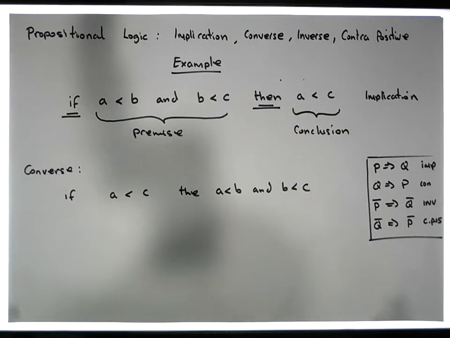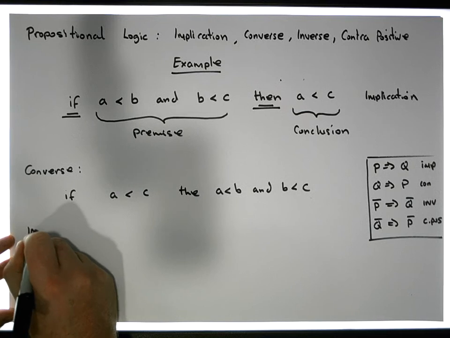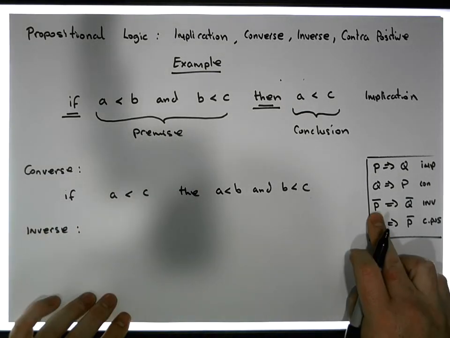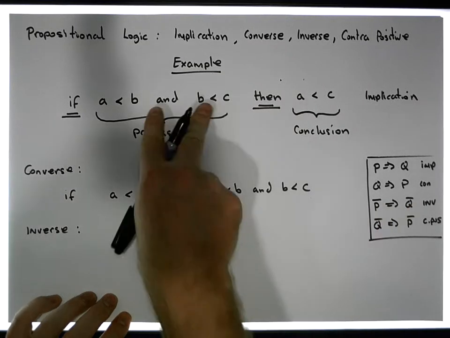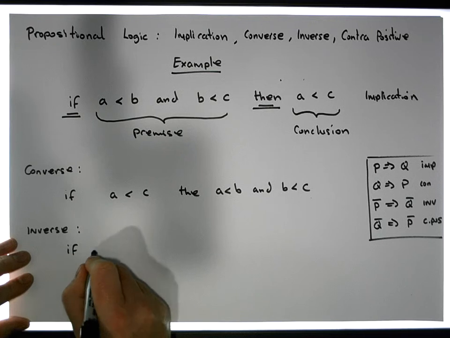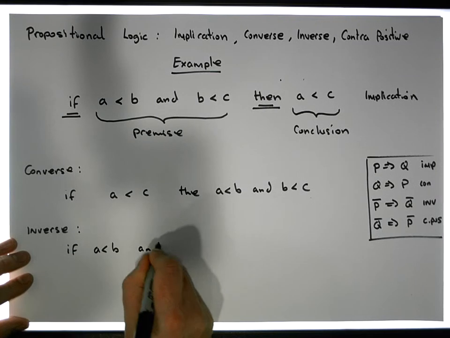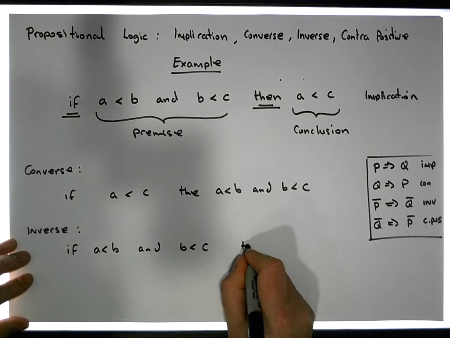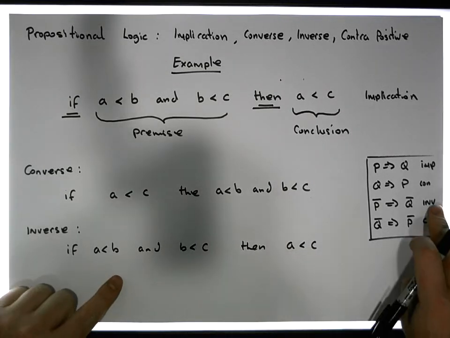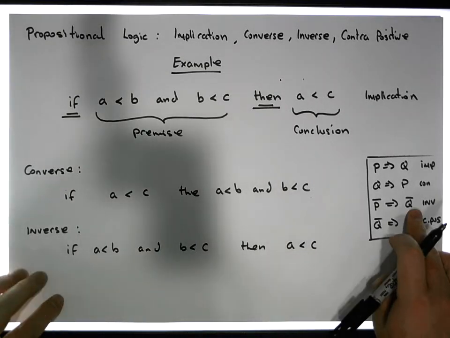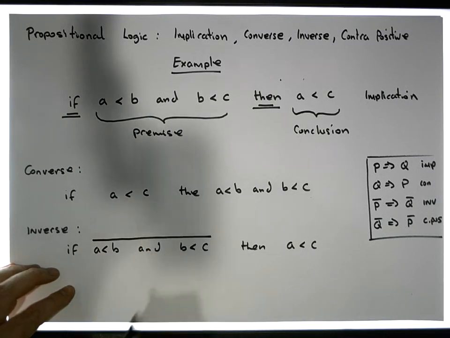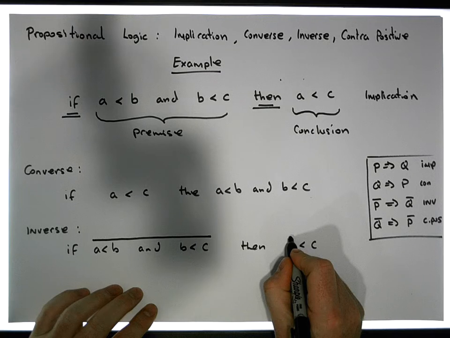The inverse argument, the inverse, is where we negate the premise and we negate the conclusion in situ, where they are. So the original argument is, if A is less than B and B is less than C, well then A is less than C. So the inverse is where we negate the premise, we negate the conclusion. So negate the premise. I'm just going to put a bar over this from a propositional logical perspective. That means it's negated.